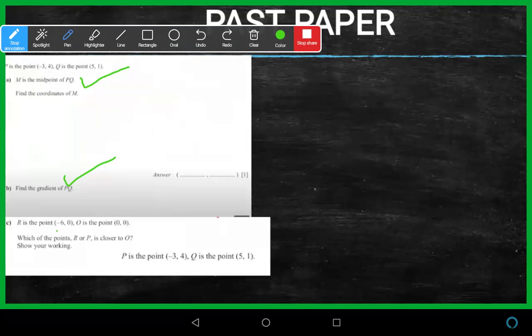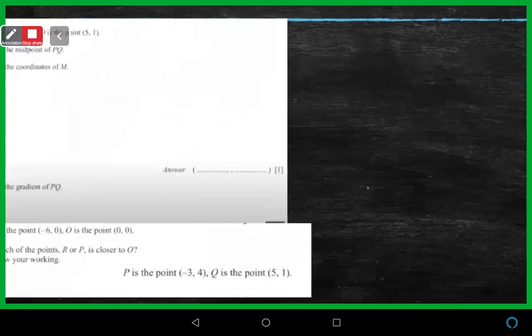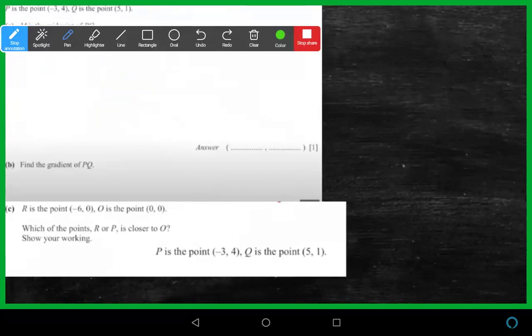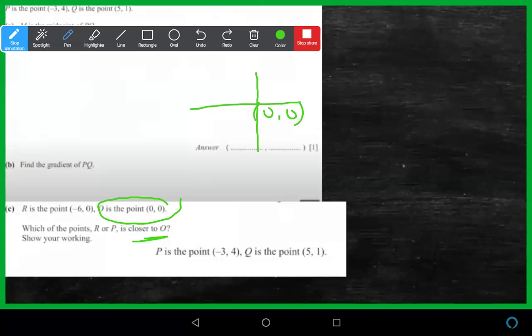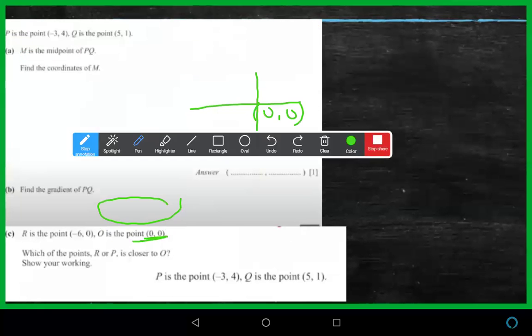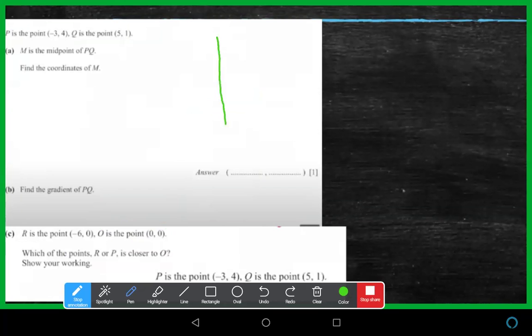Now, part C. R is the point -6 comma 0 and O is the point 0 comma 0. Which of the points R or P is closer to O? The point O is 0 comma 0, we can say it's the origin. In P, as given at the top of the question, the value of P is -3 comma 4. So this is the origin 0 comma 0, and we have a point P that is -3 comma 4, and another point R that is -6 comma 0.